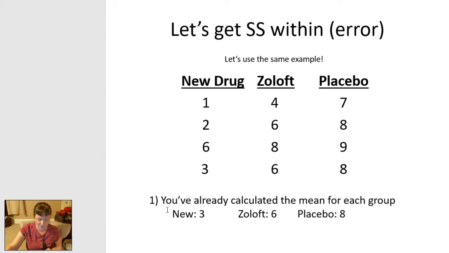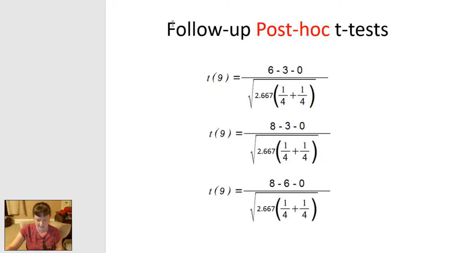But here are those averages. So now I'm going to plug those averages into three different T tests. Here's me comparing Zoloft to the new drug. Here's me comparing the placebo with an average of 8 to the new drug. And here is me comparing the placebo to Zoloft, right? So here are all of those mean comparisons. And then, of course, here's that null hypothesis mean difference, which is just 0.